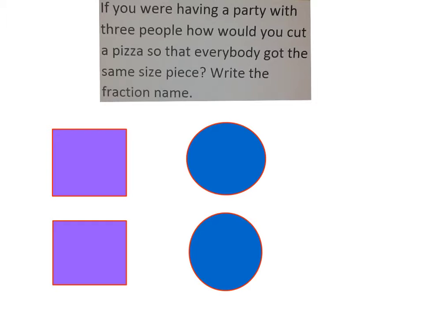Today's problem reads, if you were having a party with 3 people, how would you cut a pizza so that everybody got the same size piece? Write the fraction. We're going to use the square and the circle below to demonstrate an easy mistake that sometimes we make in math when it comes to fractions and dividing things into pieces.